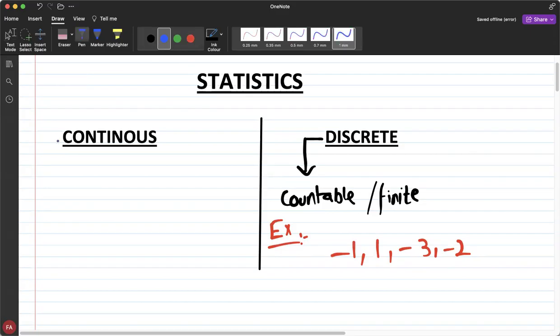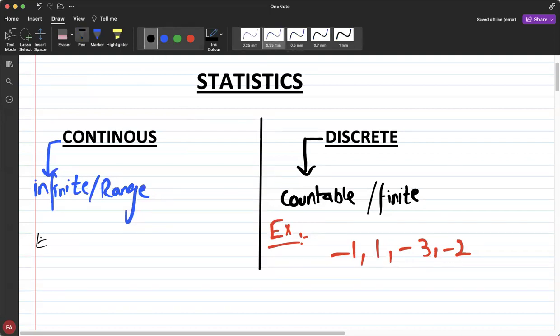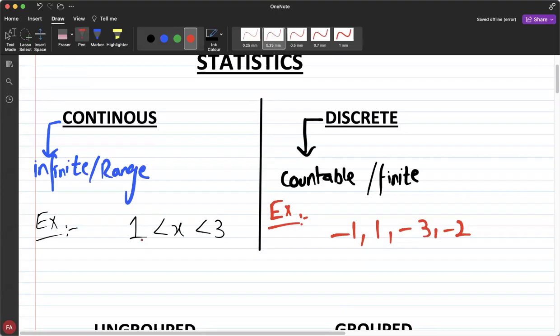Whereas if I were to talk about continuous, we say that it's going to be infinite. Or in other words, I can say that you will be given a certain range. For instance, I could say that I have a question that says 1 is less than x, that is less than 3. Now, if I were to ask you to list down the values of x, you could say that x could be 1.1, it could be 1.2, it could be 1.111, could be 1.5, could be 2.5, could be 2.99. So there's so many numbers that lie between this range. That is why I classify this as continuous.